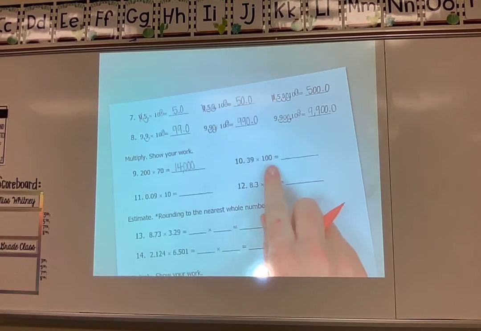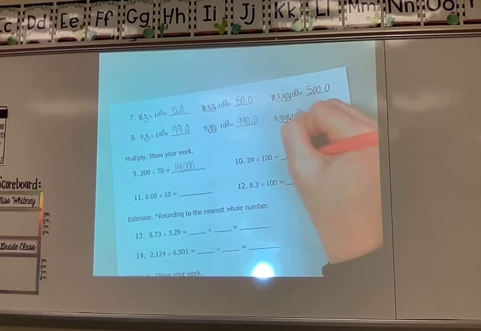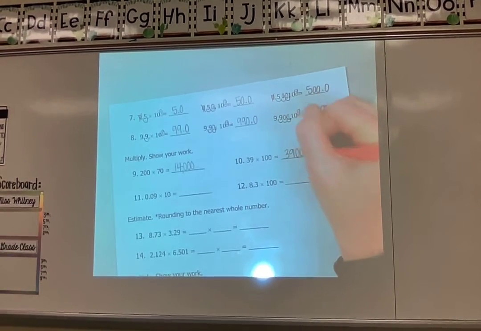This next one is regular numbers as well. 39 times 100. Cover up those zeros. 39 times 1 is 39. And 2 zeros. And put my comma.